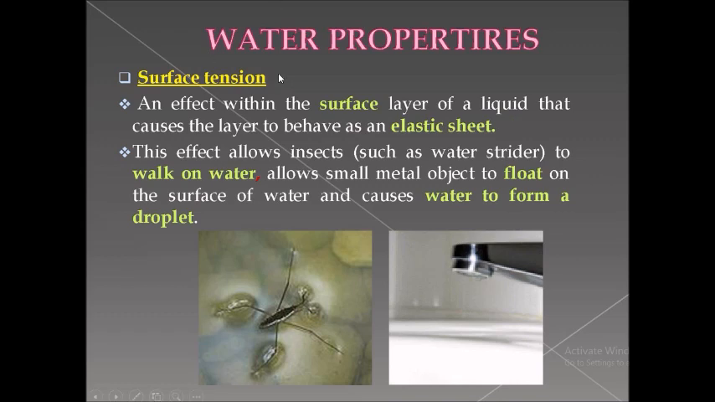Next is surface tension. Surface tension refers to an effect within the surface layer of a liquid that causes the layer to behave as an elastic sheet. Why? Because the water molecules are holding together due to the cohesive behavior. Therefore, they can make up the layer. So this effect will allow insects such as here the water strider to walk on the water because the water molecules stick together due to the hydrogen bond.